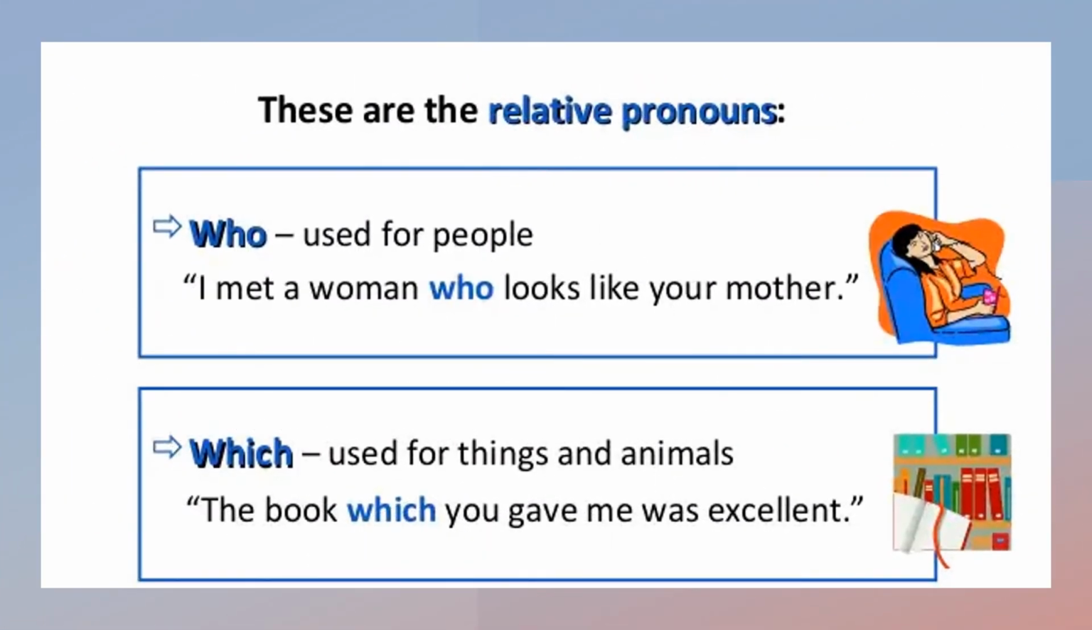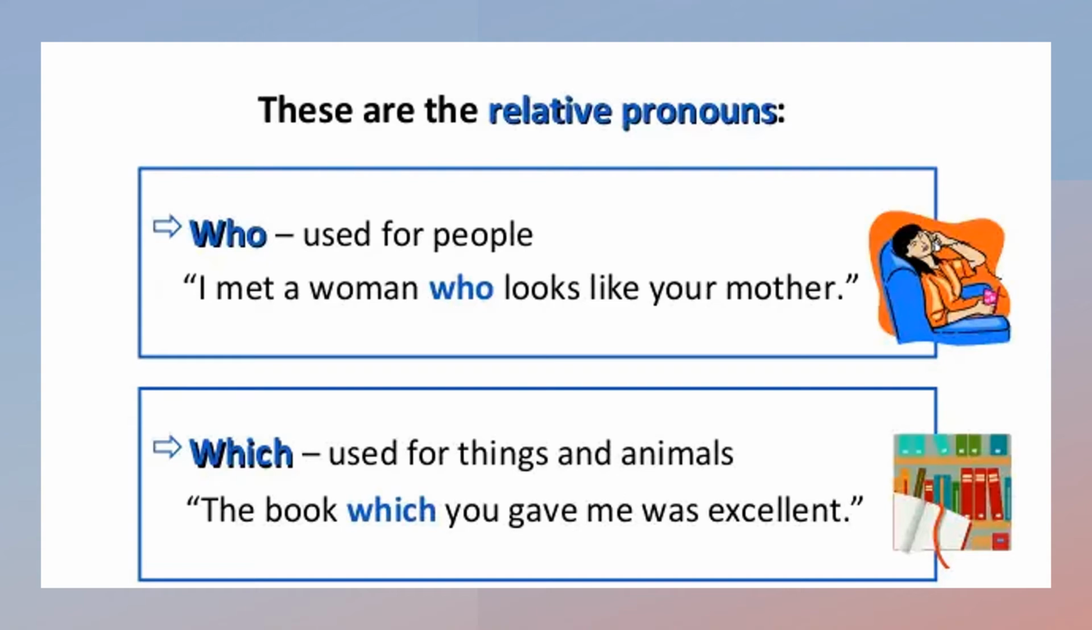The first word to learn is who. Who is used only for people. Make sure the word before who is actually human or people. For example, I met a woman who looks like your mother. The word before who is woman, and woman is an example of people, of human. So you have to use who. Differently, which is used only for things or animals. Make sure the word before which is a thing or animal. In this example, the book, which you gave me was excellent. The book is a thing.